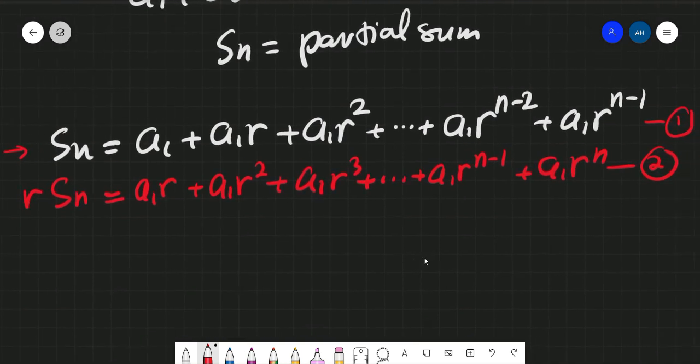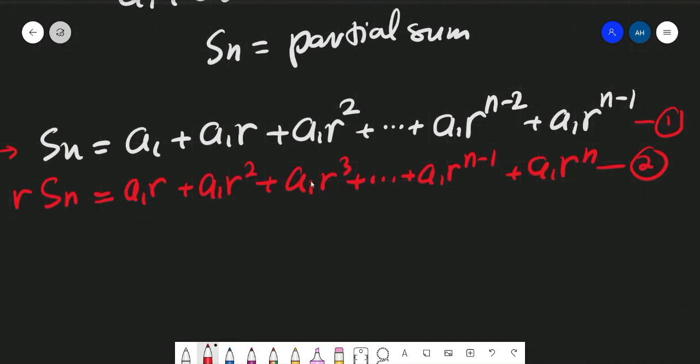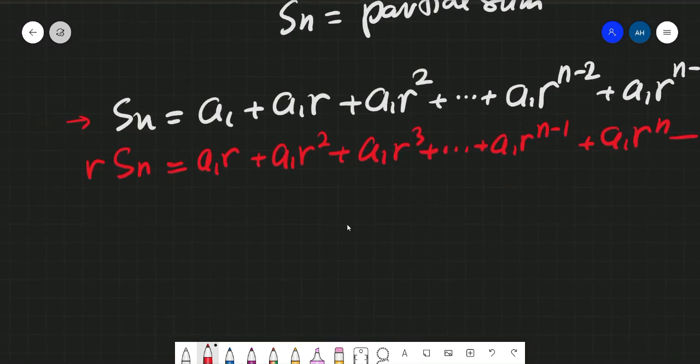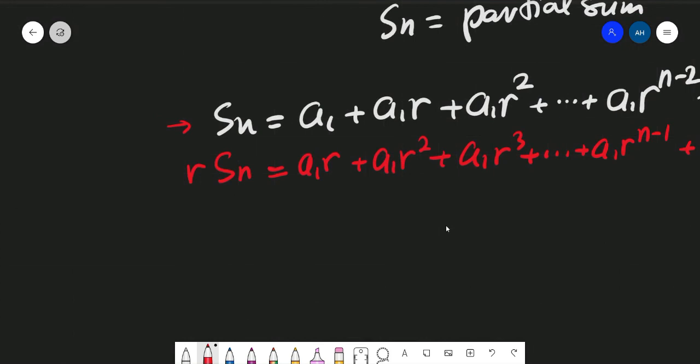Okay, now we have two equations, and we would like to subtract equation number 1 from equation number 2. That is, we want to do this: equation number 2 minus equation number 1. That is the equation in red minus the equation in white.